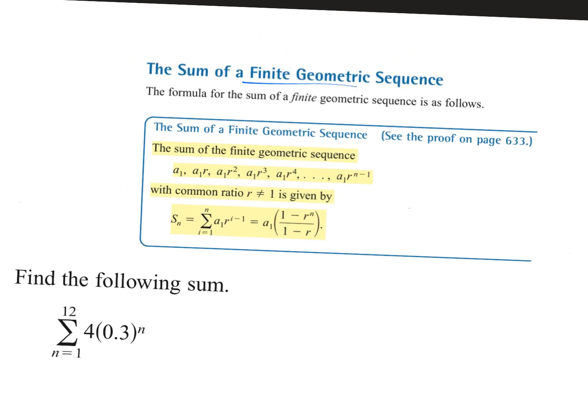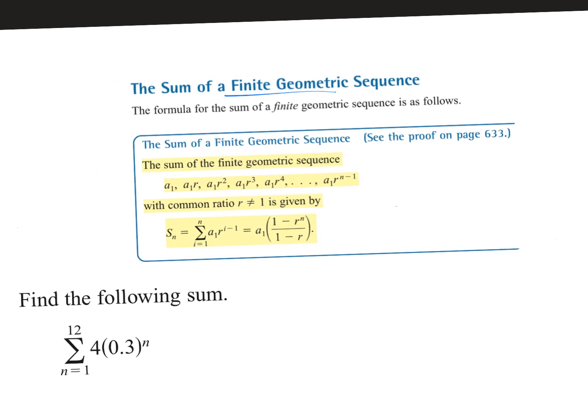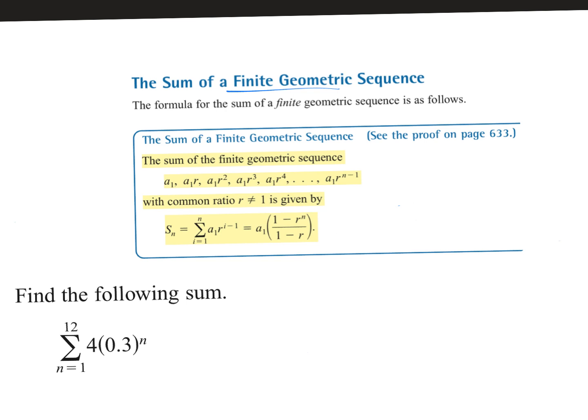Okay, guys, we are going to talk today. We're still talking geometric from yesterday, but we're going to talk about the sums of geometric, right? You will get these formulas.